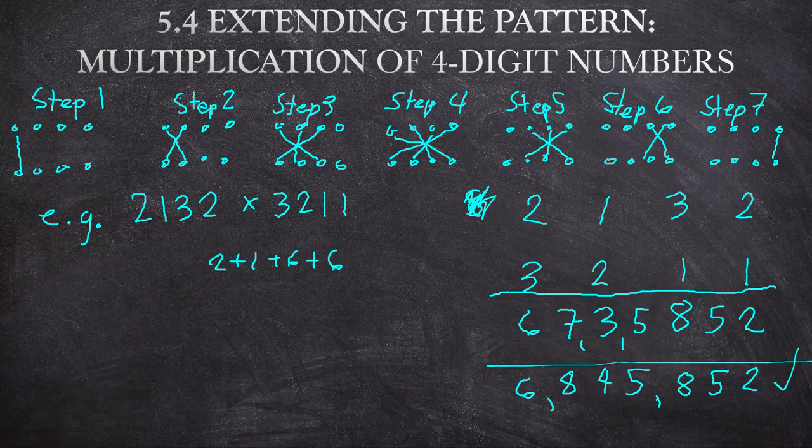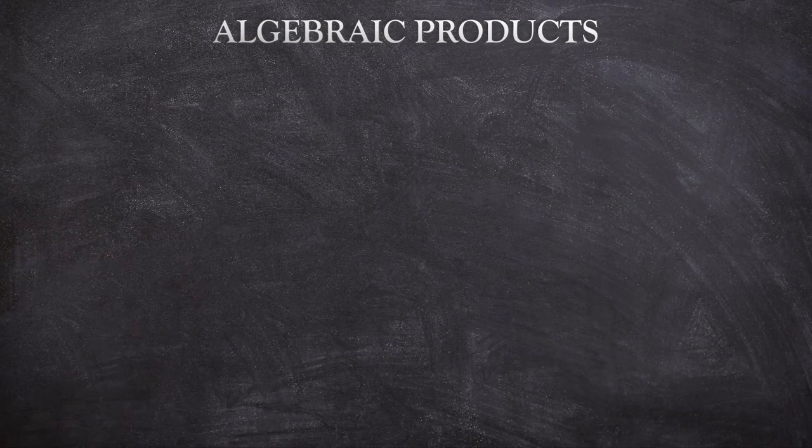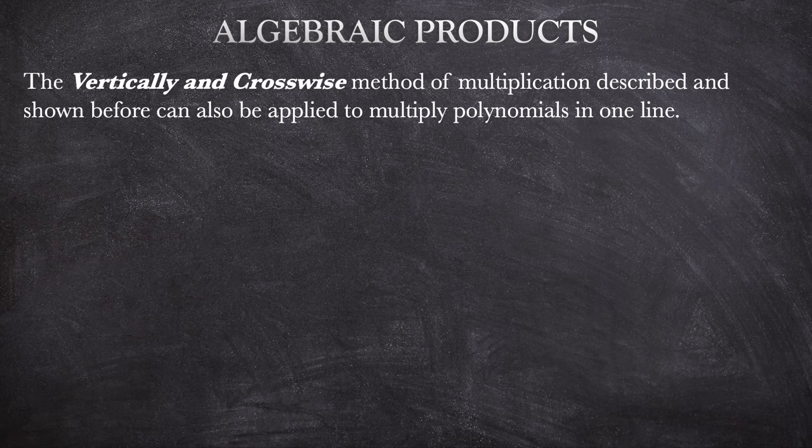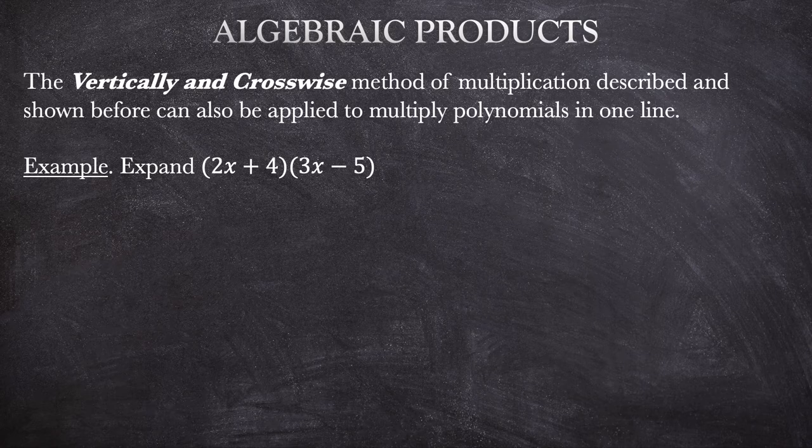So next, we're going to extend this application into algebraic products. The vertical and crosswise method of multiplication described and shown before can also be applied in multiplying polynomials in one line. For instance, say we're asked to expand this part here. So how do we do that? We're going to write it simply as 2x plus 4 multiplied by 3x minus 5.